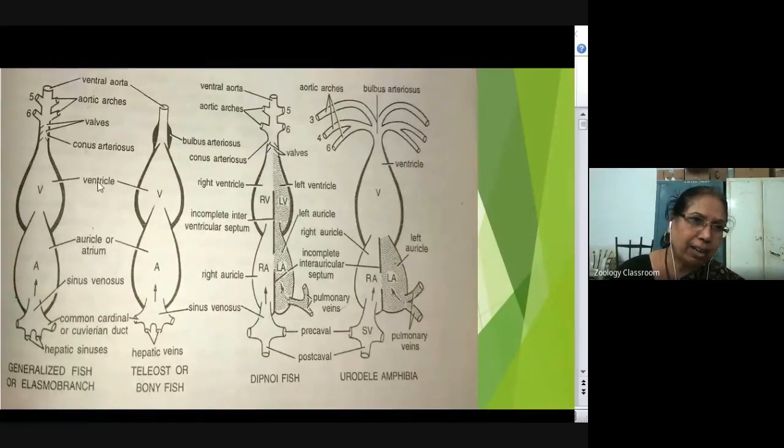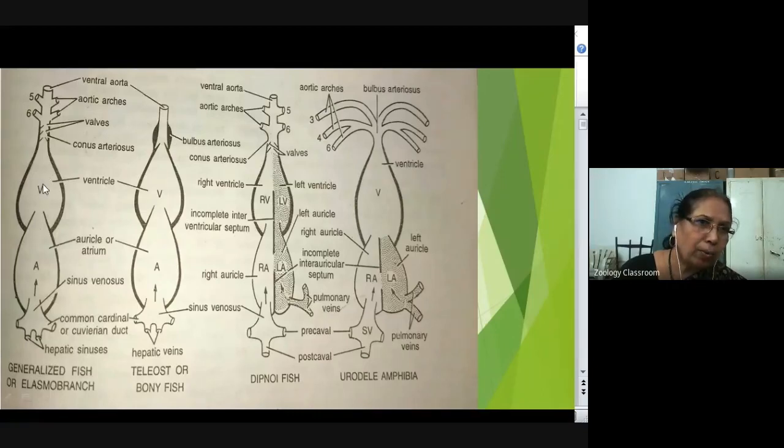Now, this is the heart of dogfish or Scoliodon. Formation of sinus venosus: these are the ductus Cuvieri and hepatic sinus. Together they form the sinus venosus, which directly opens into the auricle through the sino-auricular aperture. This is the auricle, a thin structure, which opens into the ventricle by a valve, the auriculoventricular valve.